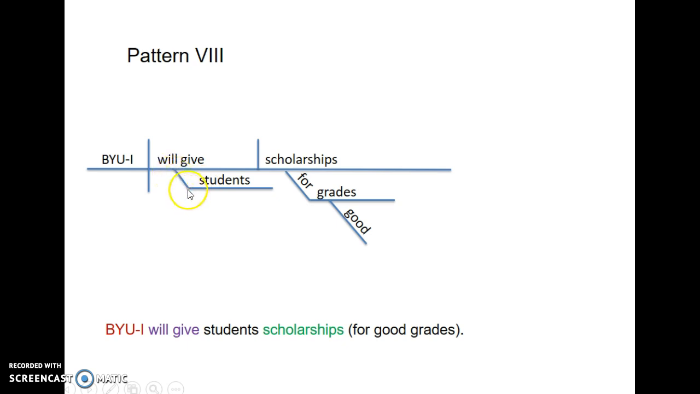Again, there's no preposition there. So the students goes just on the horizontal with nothing on that slant, but it's there to show that we're connecting it to the verb. And then what are those scholarships for? What scholarships are we talking about? They're ones for good grades. So preposition on the slant, noun on the horizontal, and our modifier below.